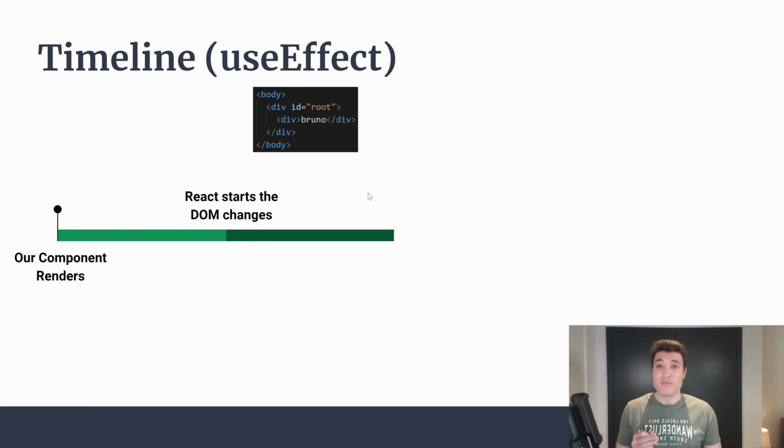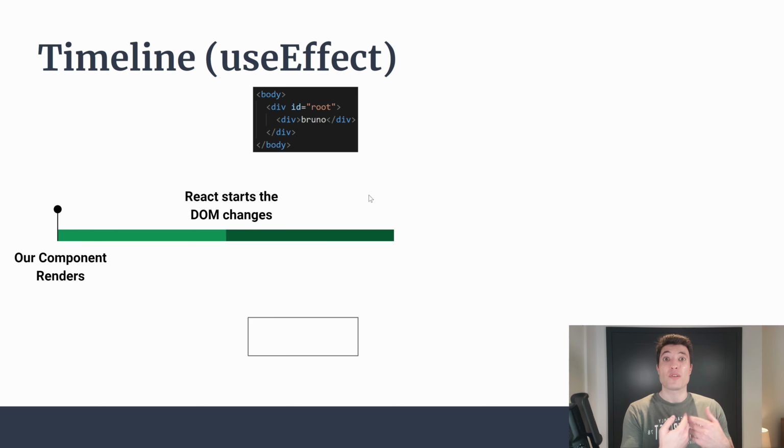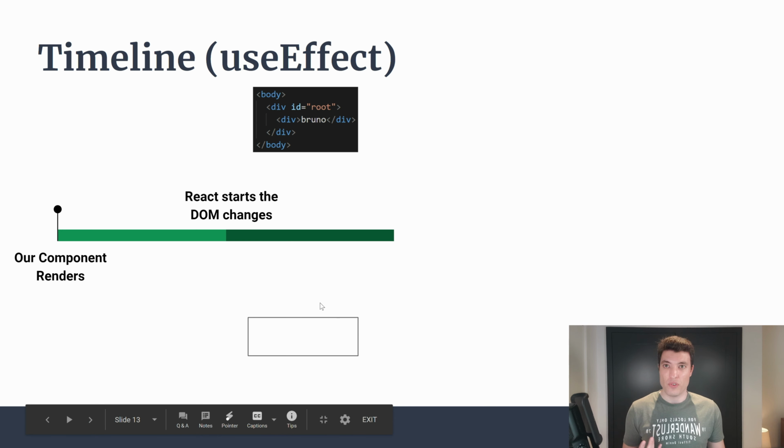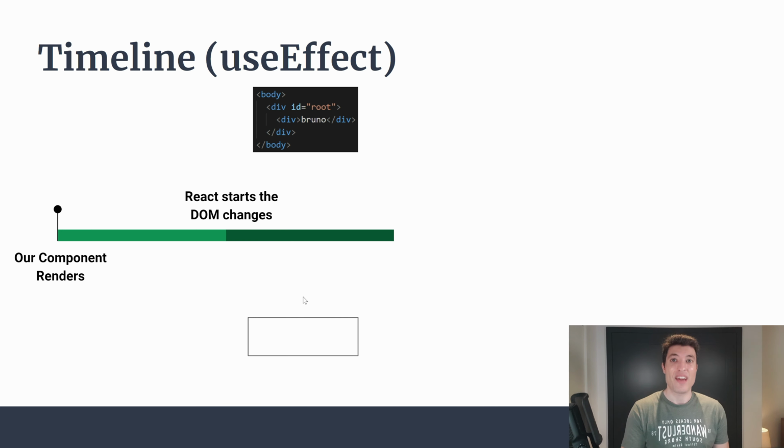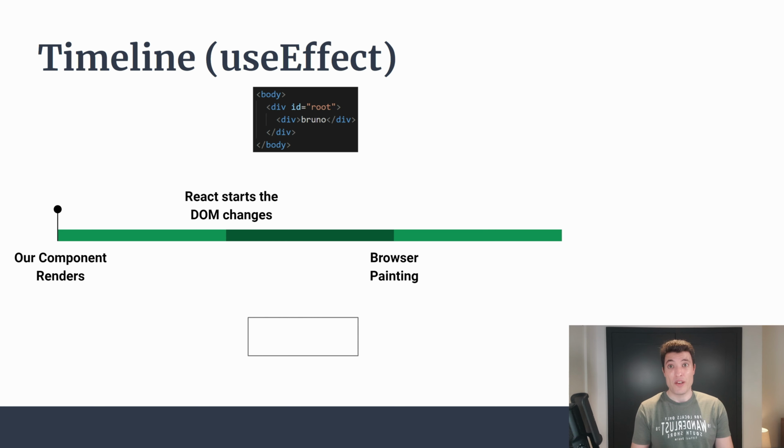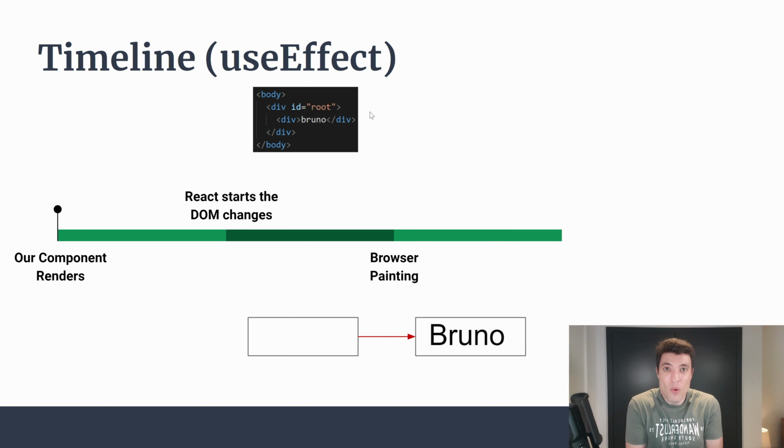At this moment, our browser didn't have yet the chance to do what we call the browser painting, okay? So you will see on your browser just white for this second, okay? Now, your browser will, yes, have a chance to paint. And when your browser paints, it will translate whatever we have over there into pixels. So you will now be able to see Bruno on your screen.